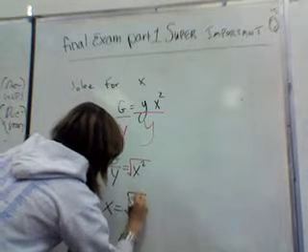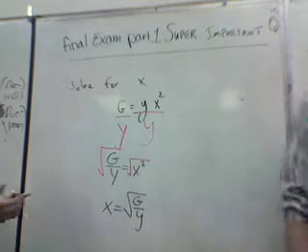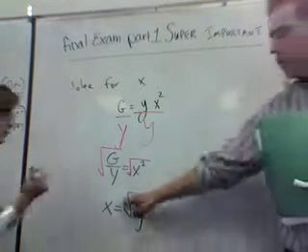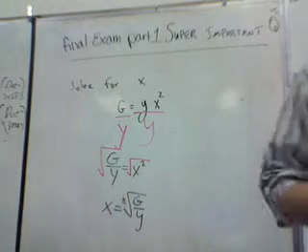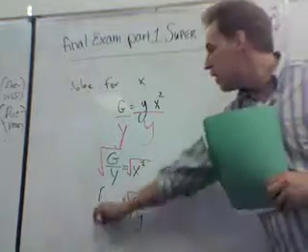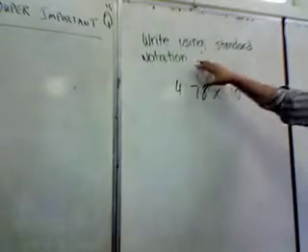Square root of g over y. Good for you. Actually, we need to put plus or minus the square root of g over y, technically. Plus or minus. Okay? So there you go. That's an example of the kind of question you're going to get, very similar to what you'll get on the final. Please study that.